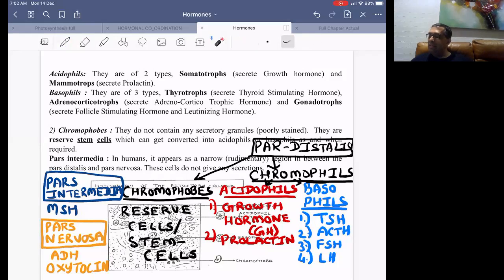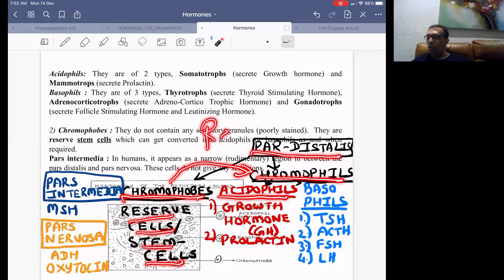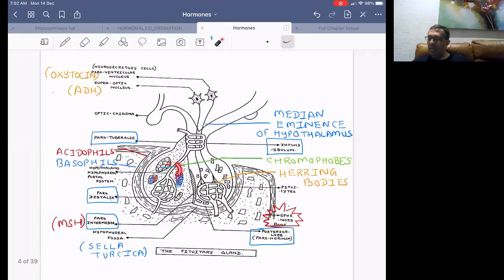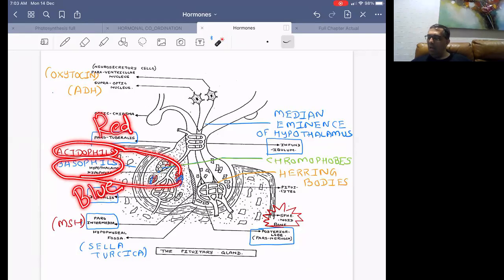The pars distalis had in it chromophils and chromophobes. Chromophobes, we remember, were reserve cells or stem cells that convert into chromophils as and when required. Chromophils get stained with acidic dyes and are red color, or basic dyes and are blue color. You have acidophils and you have basophils. Acidophils stain red in color, basophils stain blue in color, and the ones which don't get stained at all are called chromophobes. Chromophobes are reserve cells.